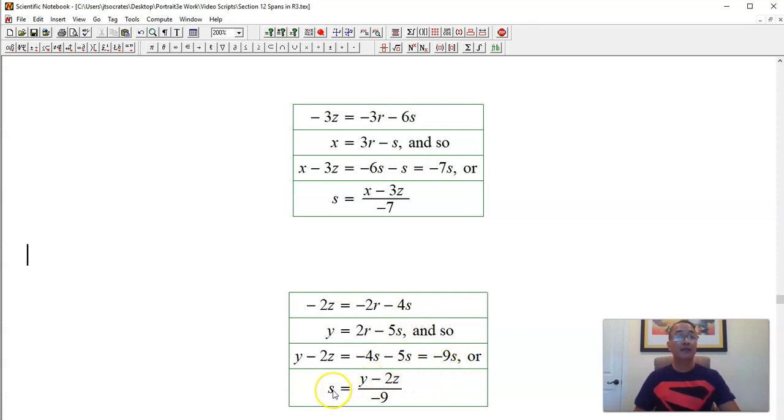And we get to solve for s again as y minus 2z over -9. So at this point, we are going to use the uniqueness of the solution. We said earlier that if we can find r and s, then there's only one possible value for r and one possible value for s. But wait a minute, s is this expression, but s is also this expression. So what has to happen? These two expressions have to be equal to each other.